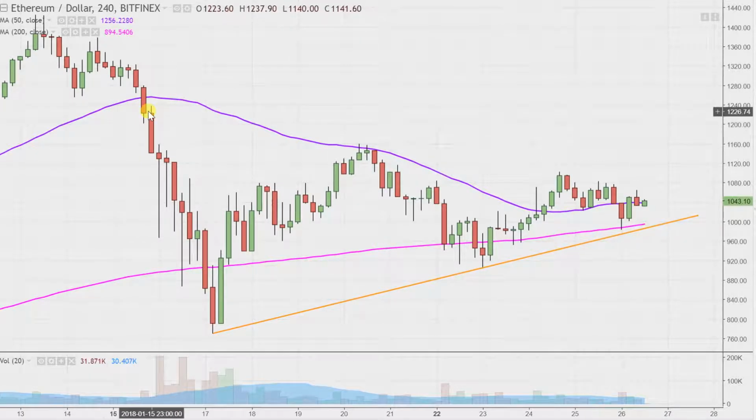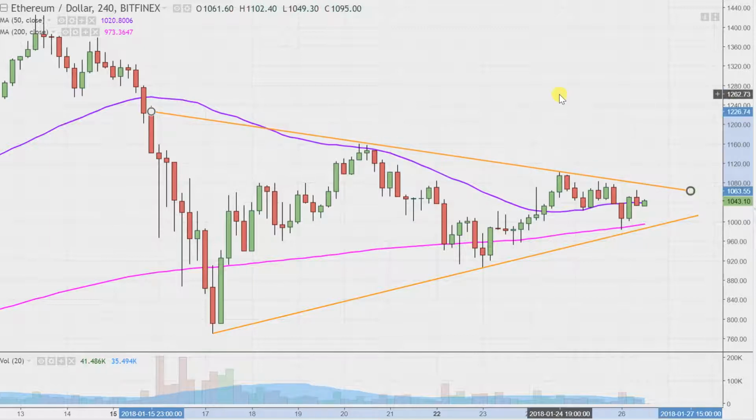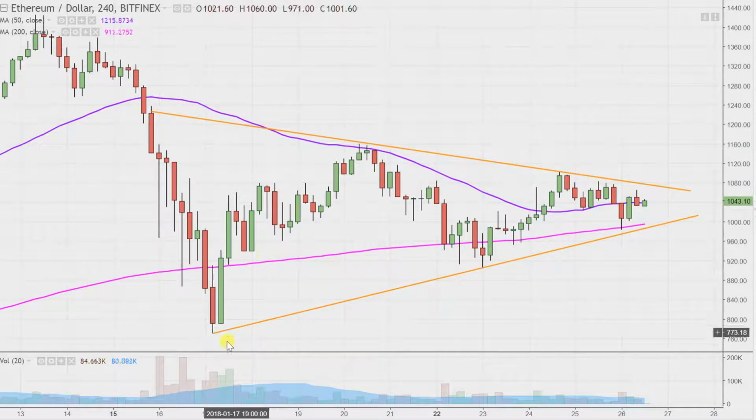On the flip side of the coin, though, we have this level right here, and this is the opposite side of things going on. So yes, the bulls have been making progress in the upwards direction, but the bears have also been making progress via putting in these lower highs. So in technical lingo, this would be known as a symmetrical triangle.